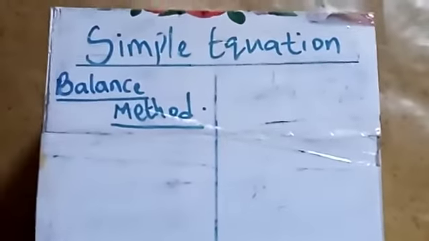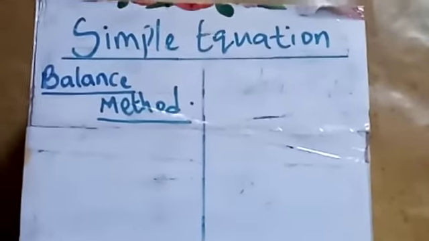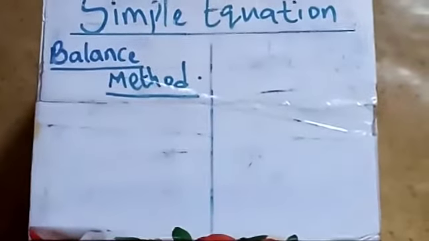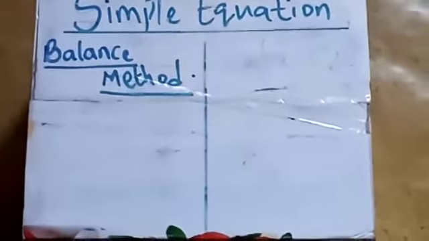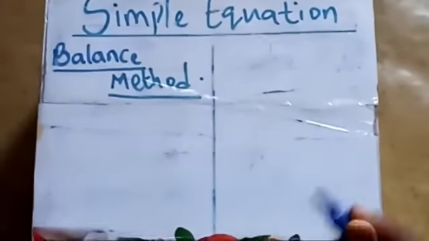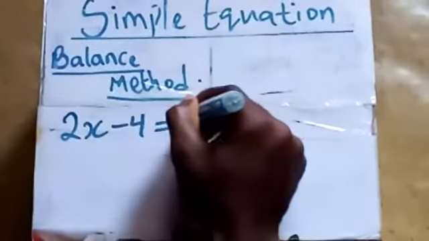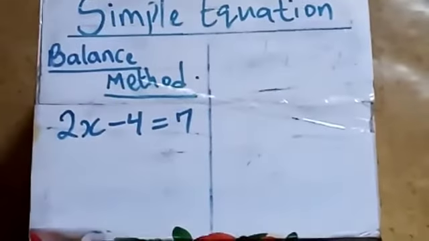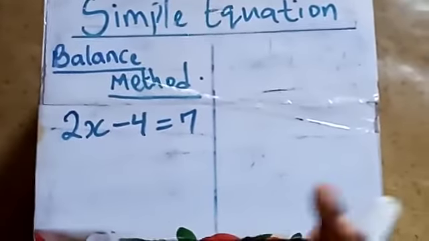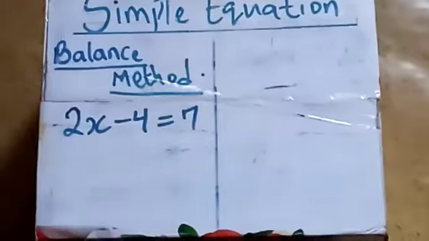Now, when we talk about simple equation, we are actually referring to an equation containing one unknown quantity which can be expressed to have a right hand side, an equality sign, and a left hand side. For instance, if you have 2x minus 4 equals 7, this is a very good example of a simple equation.